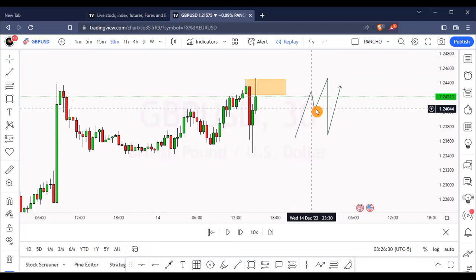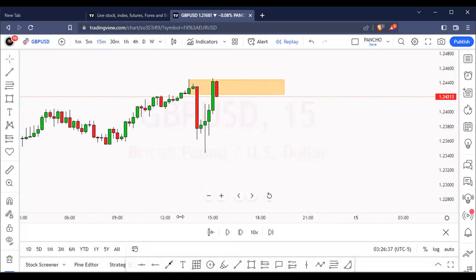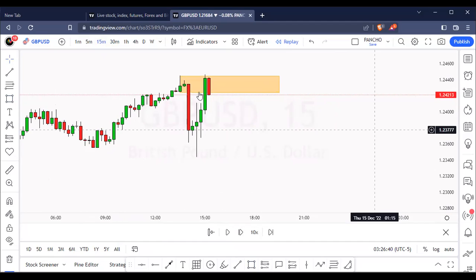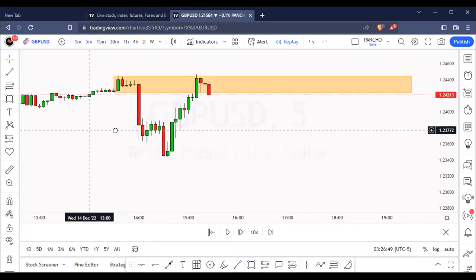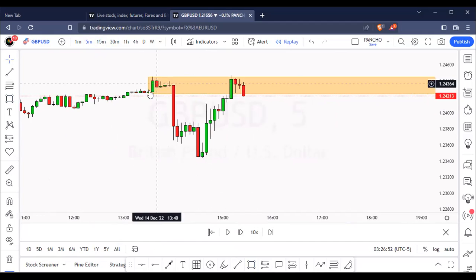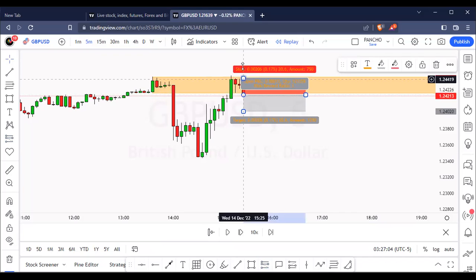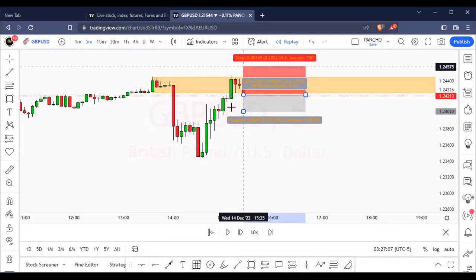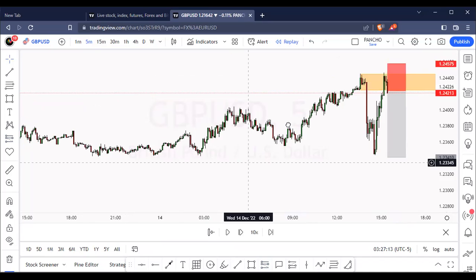Now go to 15 here. What you see, we still have a retracement. So after that, you just go directly to 5 minutes. See that? We still have the retracement. Because it is 5 minutes, you can take entry here, because this one does not have a lot of pips. Stop loss a little bit there. TP you can put here, but you can also consider some low areas.